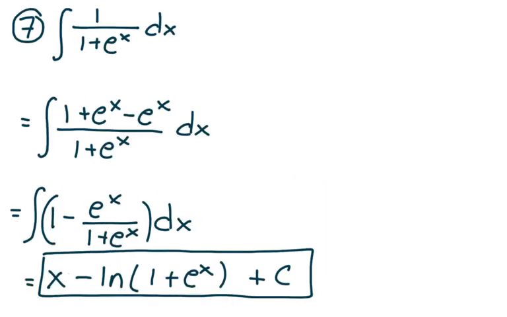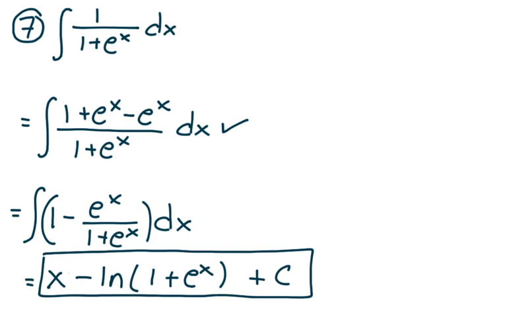Number 7. Suppose I have the integral of 1 over 1 plus e to the x dx. So I'm going to add and subtract e to the x in the numerator. So on the next line, I get the integral of 1 plus e to the x minus e to the x, totally legal, divided by 1 plus e to the x dx. So this is the integral of 1 minus e to the x over 1 plus e to the x dx.